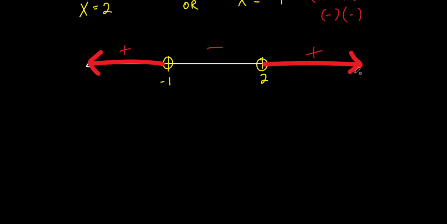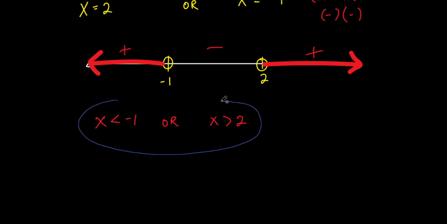But how do I write that? Well, you could write it like this. X could be anything where? To the left, or less than what? -1. Or X could be any number where? Greater than +2, and that's your answer. So there's a bunch of answers, but this is how we would write it.